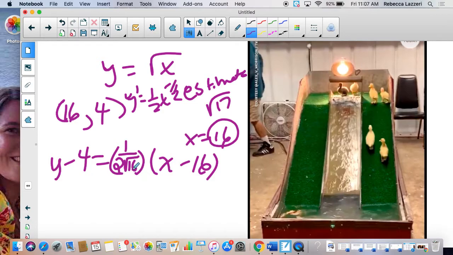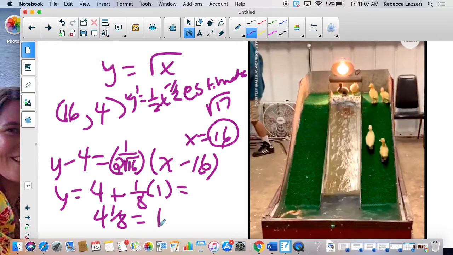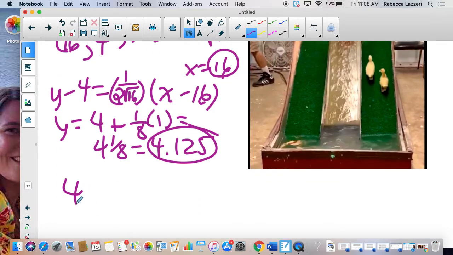And at the very end, what do you fill in for x? The number you're looking for. So I'm going to fill in 17. So I get y equals 4 plus 1 over 8 times 1. So I'm going to get 4 and 1/8. What is that, 4.125? And then what was the square root of 17? It's 4.123. That's super, super close.